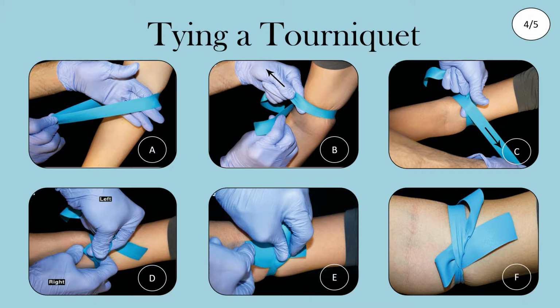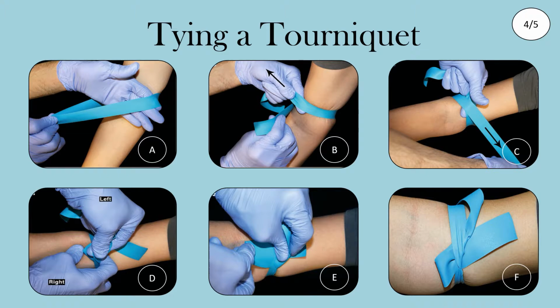Now we will learn how to actually tie the tourniquet. As you can see, this is a step-by-step demonstration of a very simple way to apply a tourniquet. Before you begin, like always, be sure to explain to the patient what you are about to do. Explain to your patient that the tourniquet, if on correctly, will feel tight. Reassure them that you will remove it as soon as the IV catheter is in.